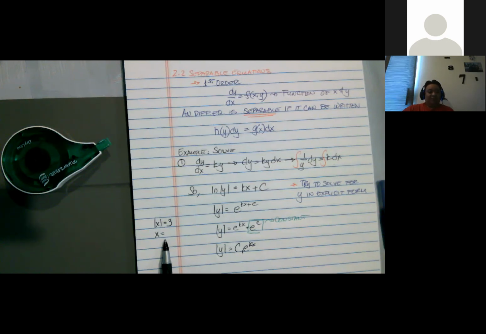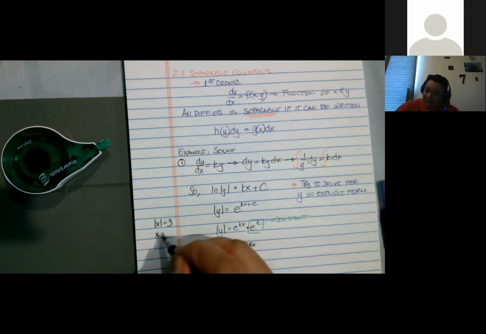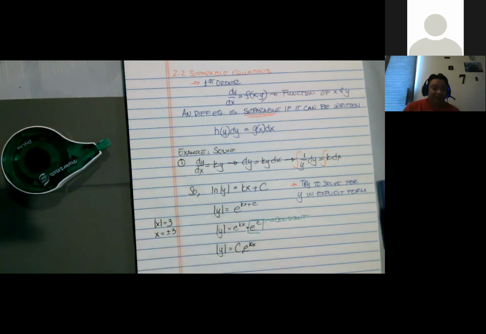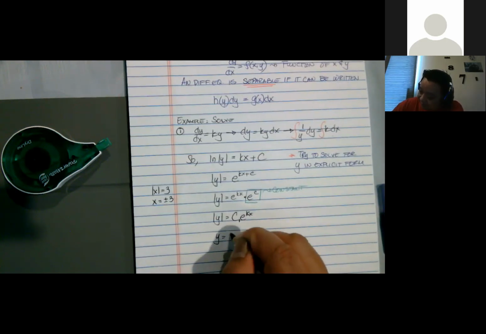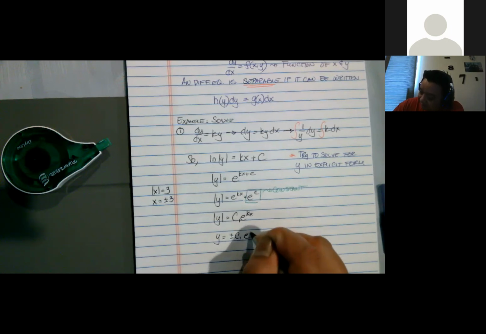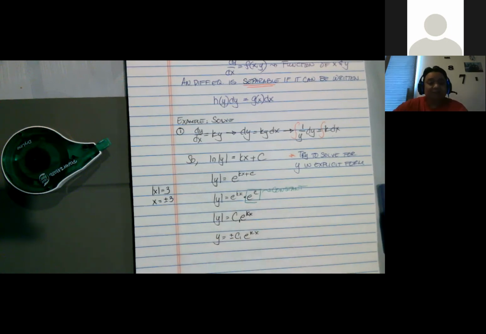Write it twice. It's plus or minus, right? So you're going to get plus or minus 3. And that's how you remove the absolute value. So if I do the same thing here, this is plus or minus c1 e to the kx.